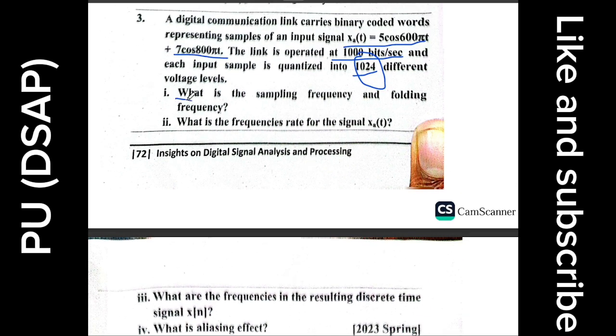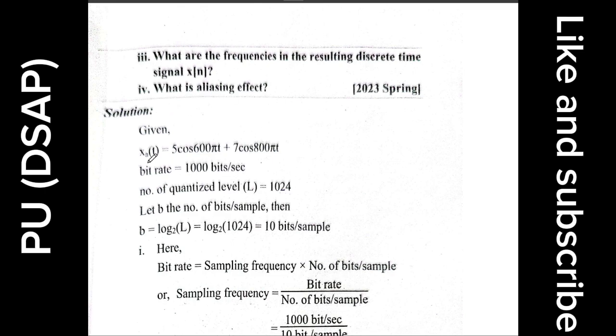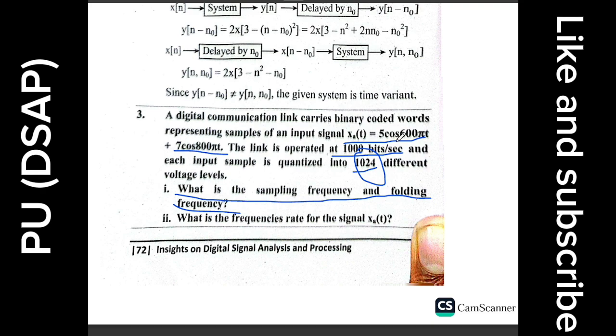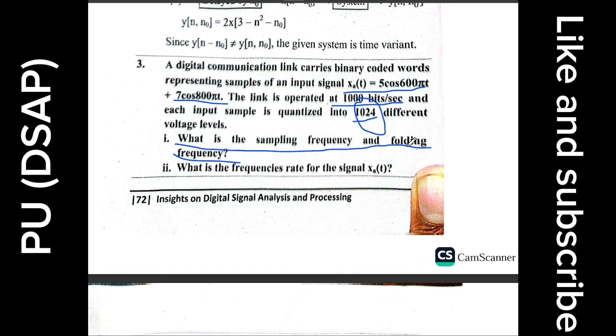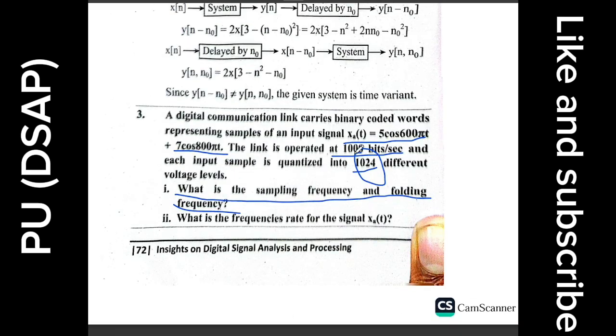Here we are asked what the sampling frequency and folding frequency are. Sampling frequency simply means, here we have a formula. We have just written the given data here: x(t) is given as 5 cos 650πt + 7 cos 850πt. The bit rate, as I told you earlier, is 1000.